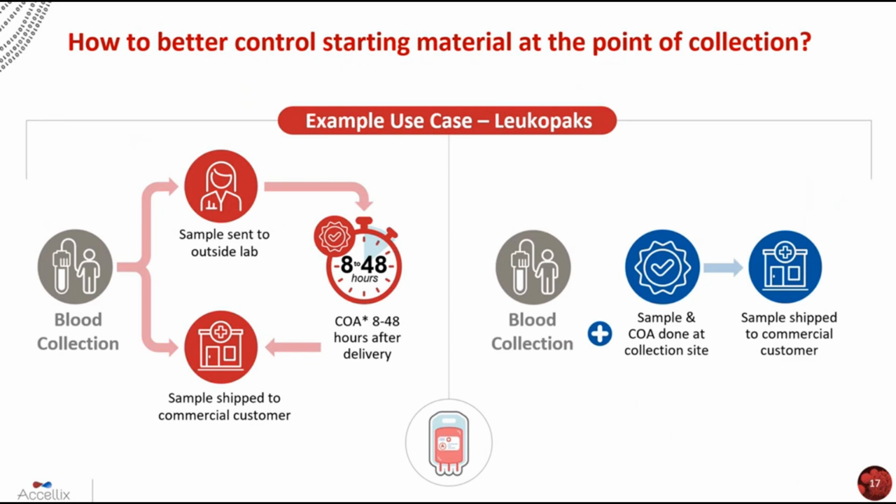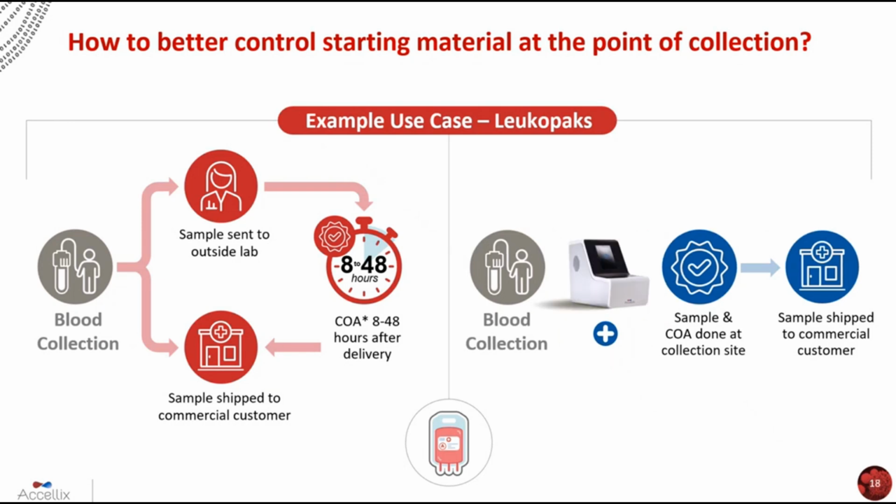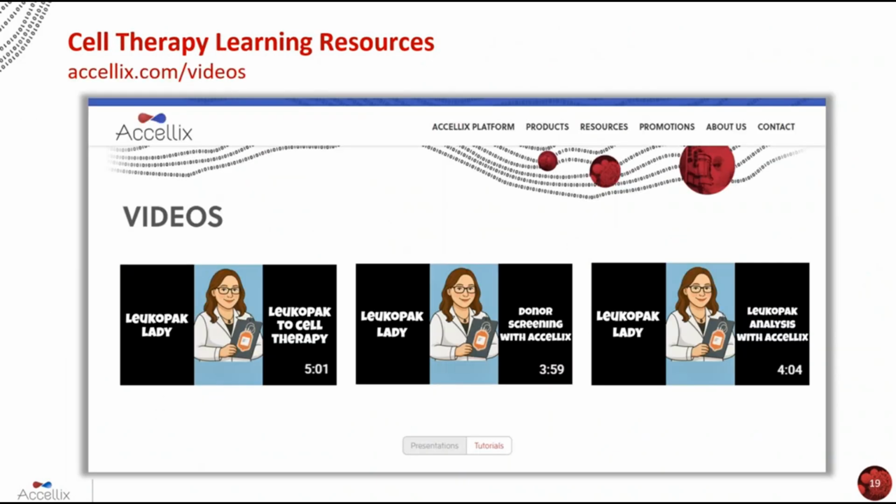So how to better control starting materials at the point of collection. This is the case, for example, for the leukopaks, in which at the blood collection, the blood is collected, and a sample is sent to an outside lab. They can wait 8 to 48 hours for the results to be delivered, and only after that the samples are shipped to the commercial customers. But with Accelix, we believe that the blood collection plus the testing at the point of collection make the samples available more quickly to the commercial customers who need them.